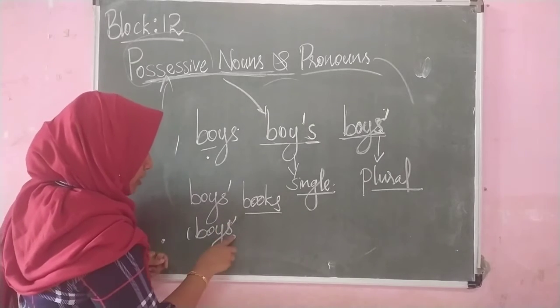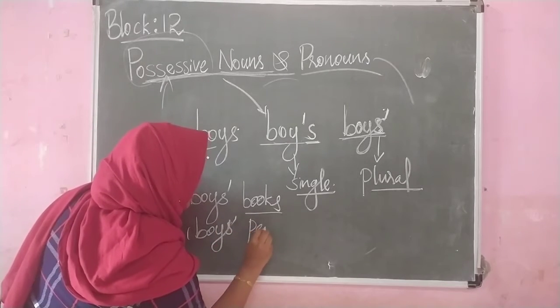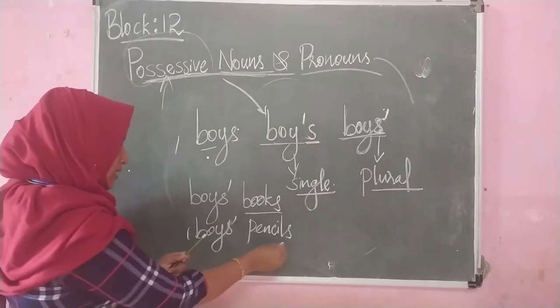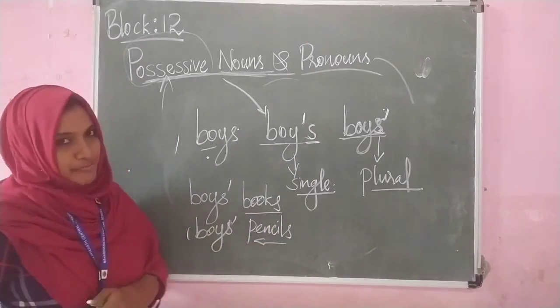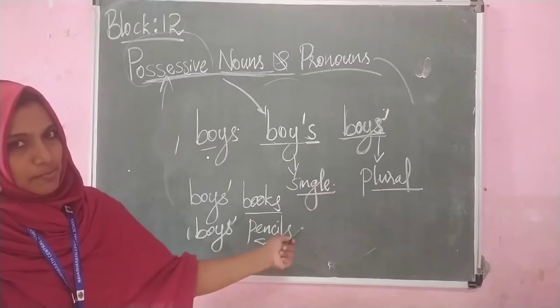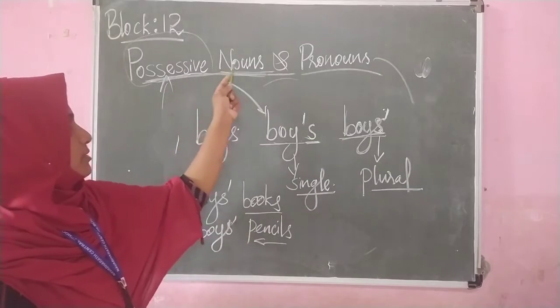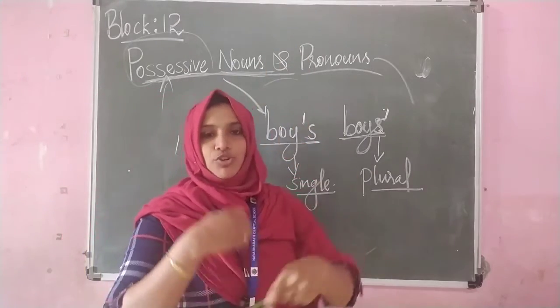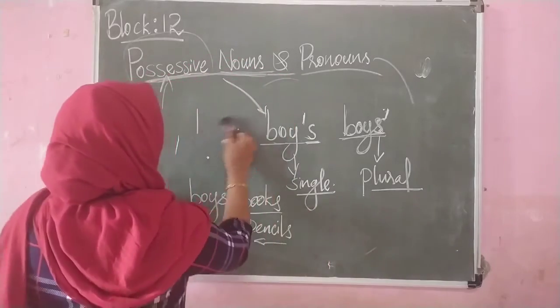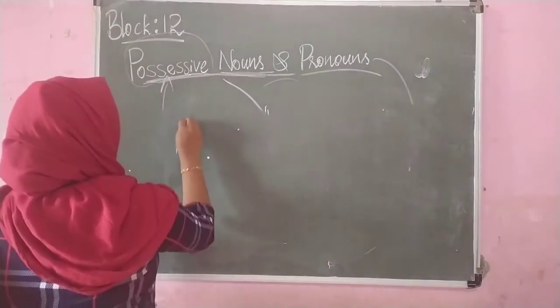After this, boys' pencils means all these pencils belong to this group of boys. Okay, likewise we can make these types of sentences for showing possessiveness, for showing ownership. Then let's see one more example for this.